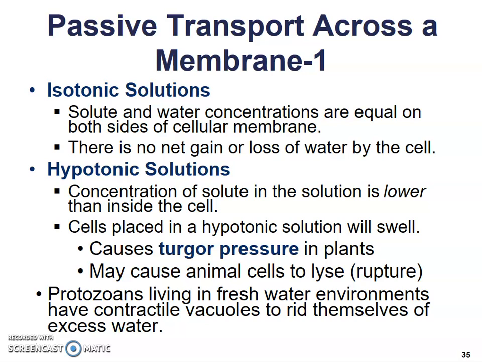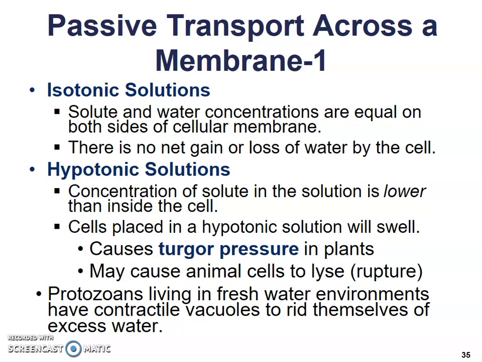Plant cells, they don't burst as easily as animal cells because they have that cell wall that stops them from absorbing any more water. Animal cells, they don't have that, so if they take in too much water, they will lyse or rupture, and they'll just burst.